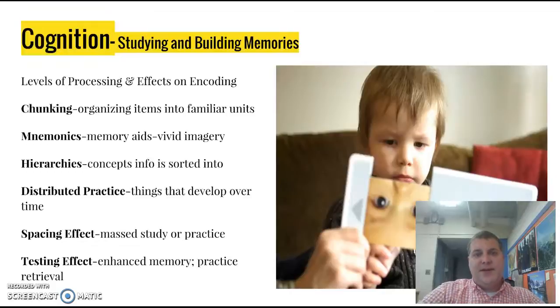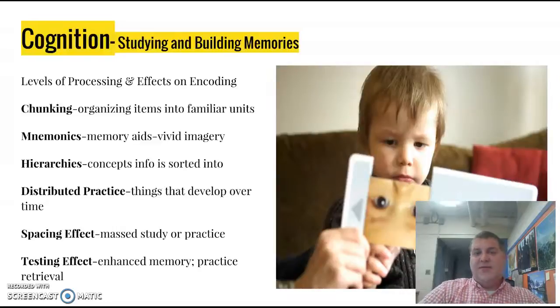Levels of processing and effects of encoding. Chunking is organizing items into familiar units. What are the 5 senses? What are the colors of the rainbow? Roy G. Biv, you're going to sit there and work on it, and Roy G. Biv takes us to mnemonics, which is memory aids, helps out with the imagery of it, helps you guys remember things a little bit differently.